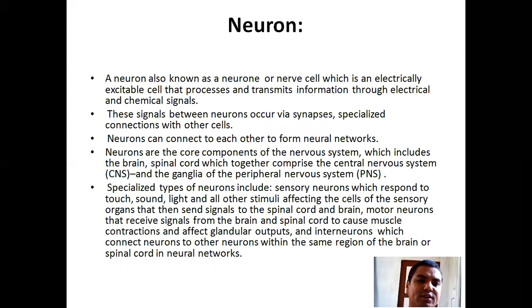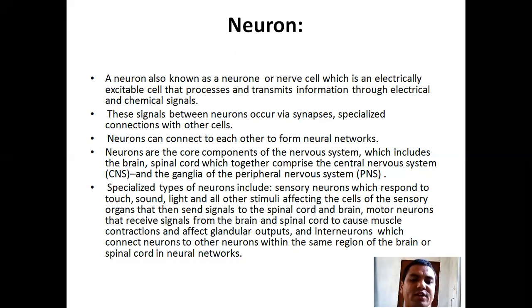A neuron is a cell of nervous tissue. A neuron, also known as a nerve cell, is an electrically excitable cell that processes and transmits information through electrical and chemical signals. These signals between neurons occur by synapses, specialized connections with other cells. Neurons can connect to each other to form neural networks. Neurons are the core component of the nervous system, which includes the brain and spinal cord, which together comprise the central nervous system, and the ganglia of the peripheral nervous system, PNS.